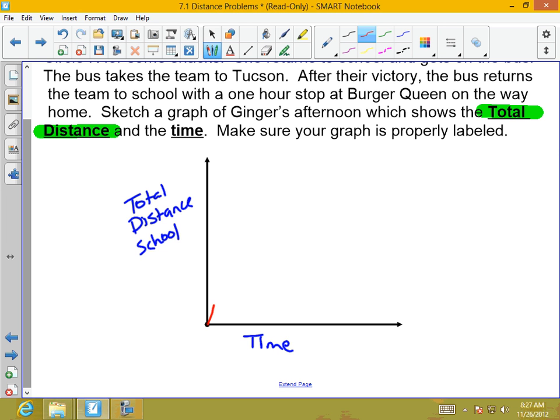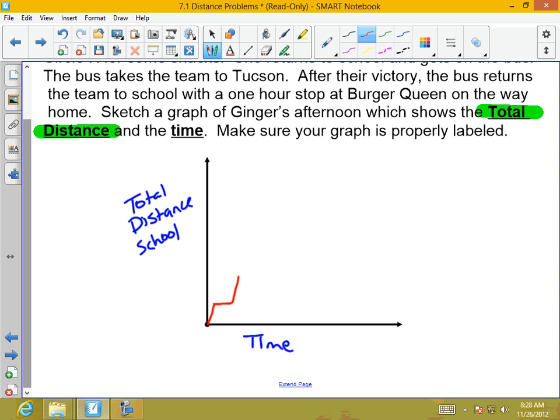Does she spend any time at Circle K? Yes. Where does she go when she gets out of Circle K? She goes back to school. Now, because it's total distance, she cannot go back down towards the x-axis. It has to keep going away.